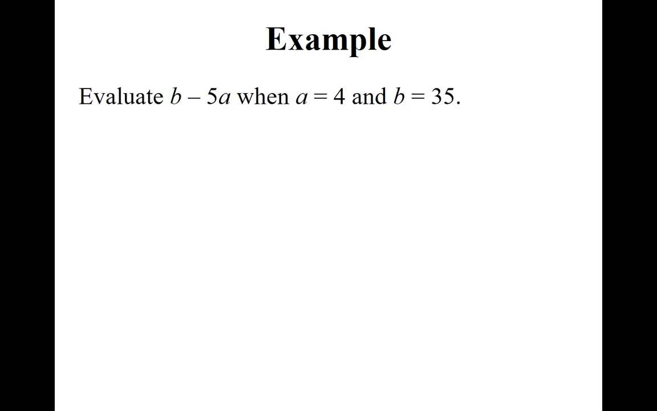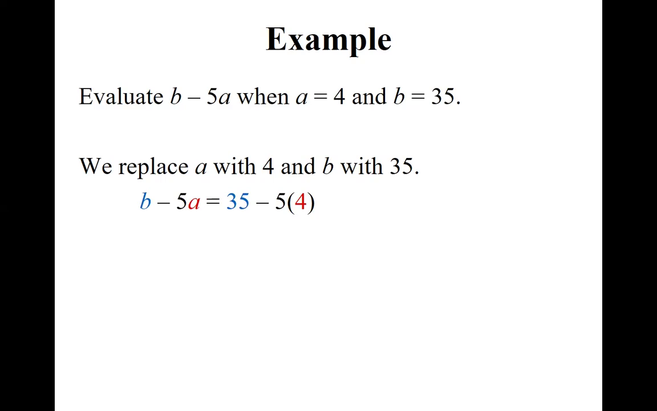Evaluate b minus 5a when a is 4 and b is 35. We do the same things. We replace a with 4. We replace b with 35. So b minus 5a, or 5 times a, becomes 35 minus 5 times 4. And now start to simplify. 5 times 4, that's 20. 35 minus 20 is 15.